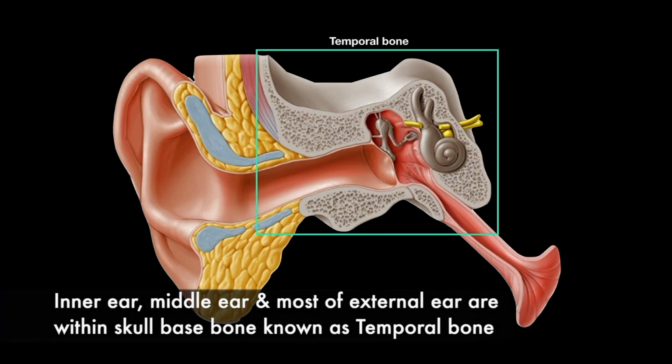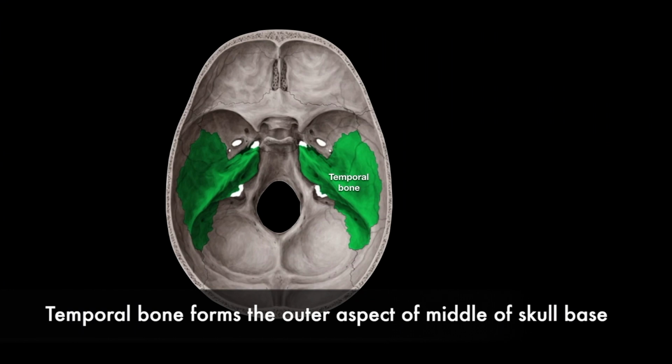Inner ear, middle ear, and most of the external ear are within the skull base bone known as the temporal bone. The temporal bone forms the outer aspect of the middle skull base.